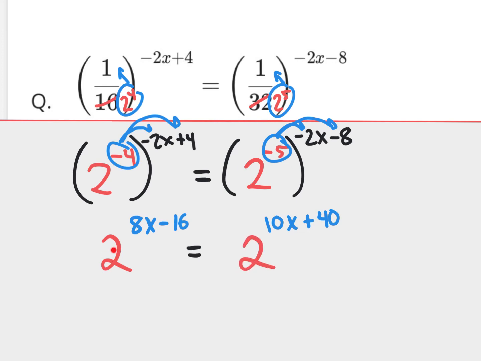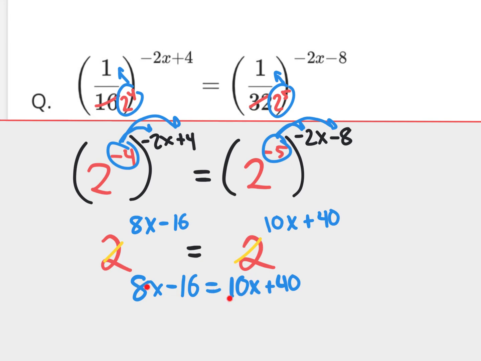So what we have here is 2 to this power equals 2 to this power. Because we have the same base 2, we could eliminate those bases and have a simple equation. 8x minus 16 equals 10x plus 40. And let's continue to solve this thing. I want to move the x's. You see I have x's on both sides of my equation.